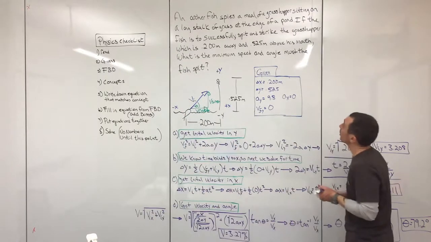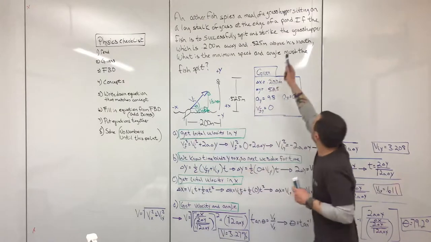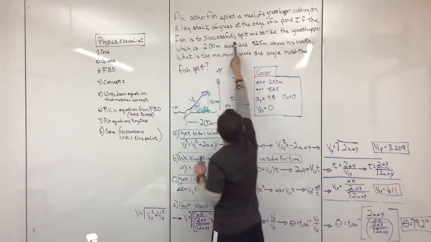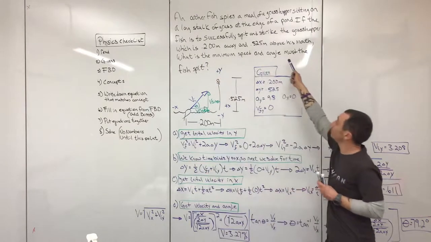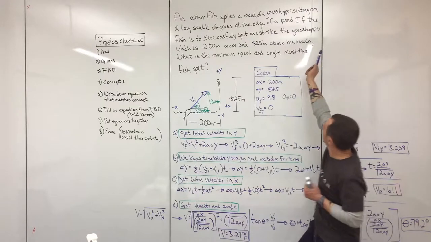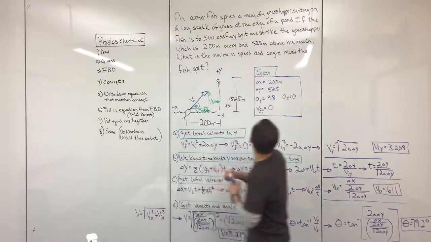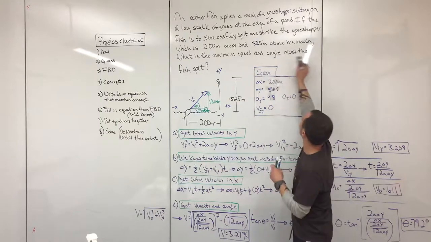So this is an archer fish spies a meal of a grasshopper sitting on a long stalk of grass at the edge of a pond. If the fish is to successfully spit and strike the grasshopper, which is 0.20 meters away and 0.525 meters above his mouth, what is the minimum speed and angle the fish must spit? There we go. Sorry about that. Angle must the fish spit.